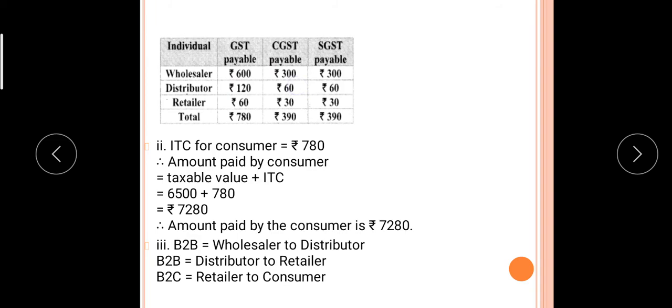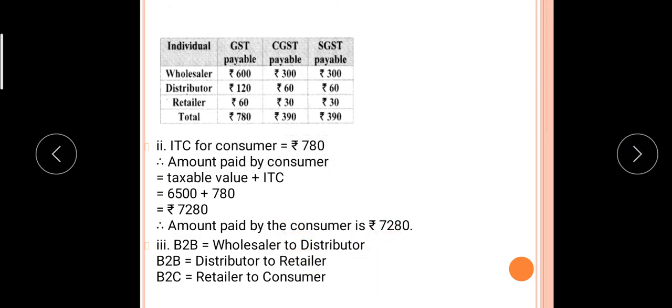Those who paid, from whom do they all collect it? At last from the consumer, and that is the tax for the consumer, 780 rupees, and therefore the taxable price plus that amount for that product for the consumer is 7,280 rupees. Now B2B means wholesaler to distributor, B2B distributor to retailer, and B2C means retailer to consumer.